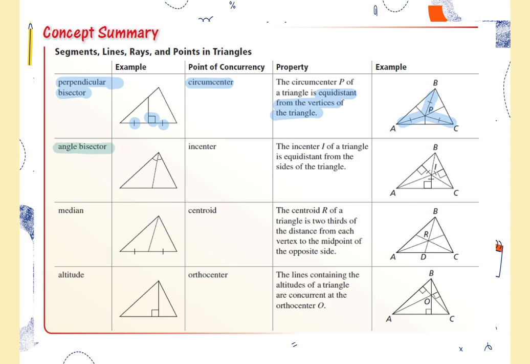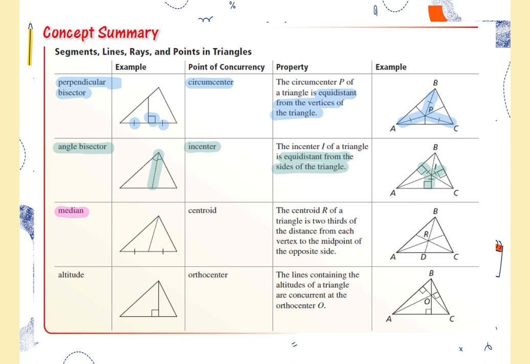Next come angle bisector. It's going to bisect the angle, so it goes from the vertex to the opposite side, bisecting that angle. Point of concurrency is the incenter, and the incenter is equidistant from the sides of the triangle. So these have those little right angle marks. These are all going to be congruent.